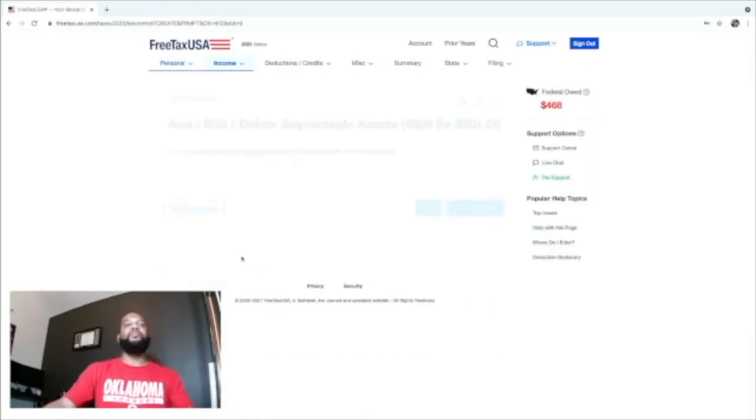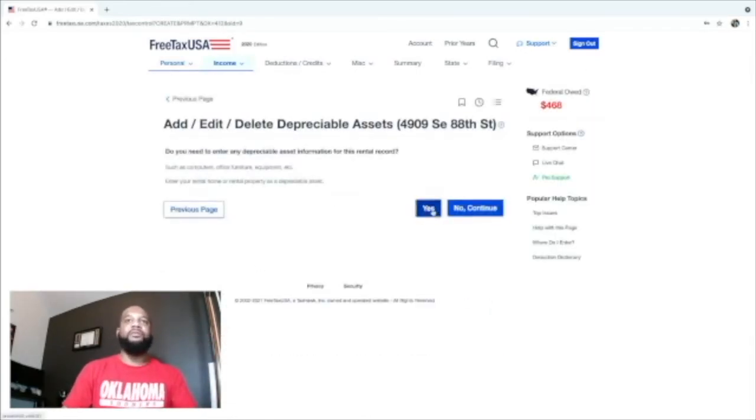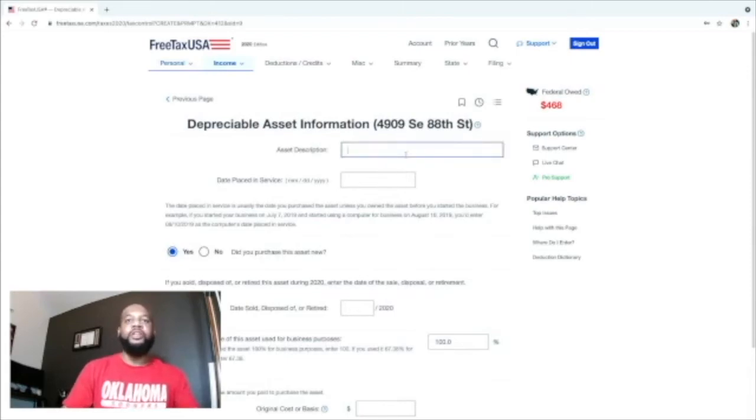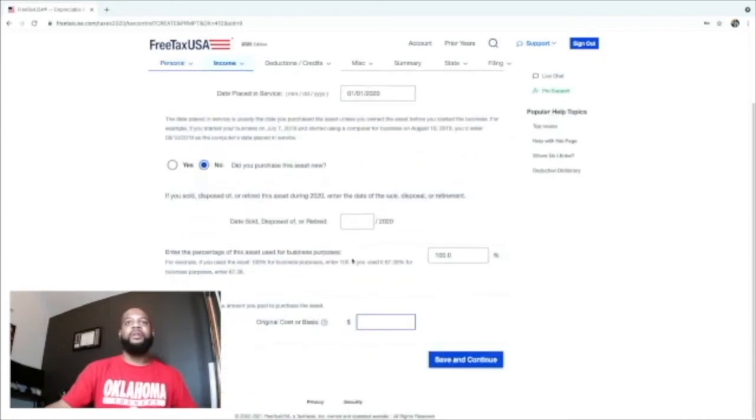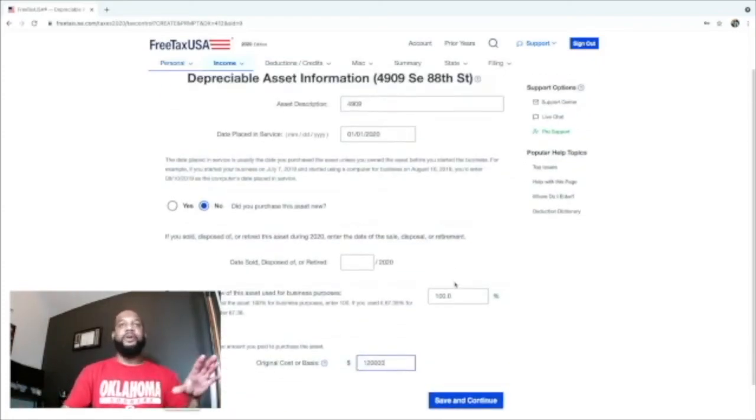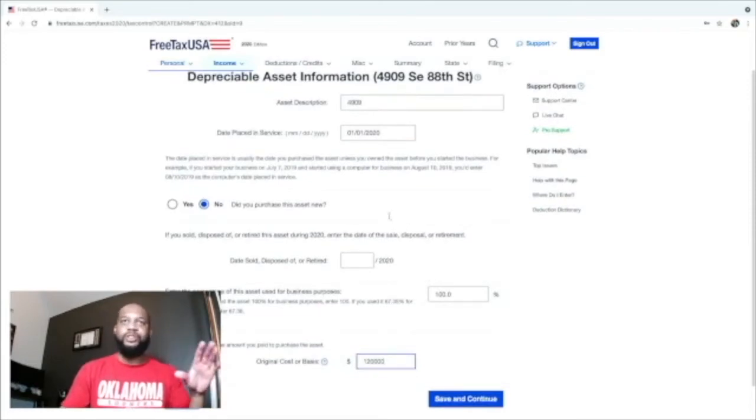Need to put in the depreciable assets for this rental property. And yes, you need to put the home. You can put 4909, and whenever they placed it in service. No, did not purchase the asset new. No, 100% original cost of the property. Let's say it costs $120,000. Okay, this is for research purposes why I'm putting these numbers in. Of course, you have to fill in actual numbers, okay?